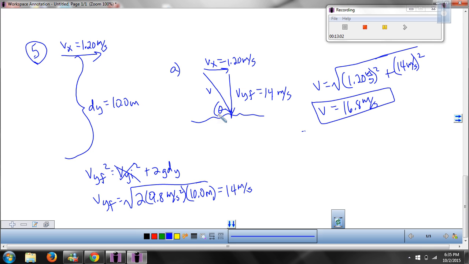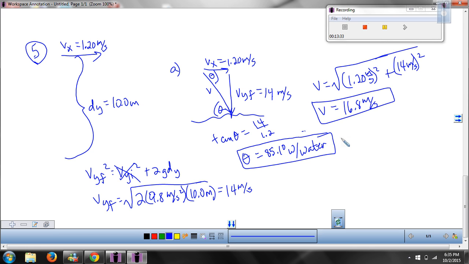Now I need the angle with the ground. Well, that angle and that angle are identical because of alternate interior angles. So tan theta is 14 over 1.2. So theta is, according to Ms. Walker's calculation, 85.1 degrees with the water. Pretty steep, but that makes sense because it's quite a long way down.